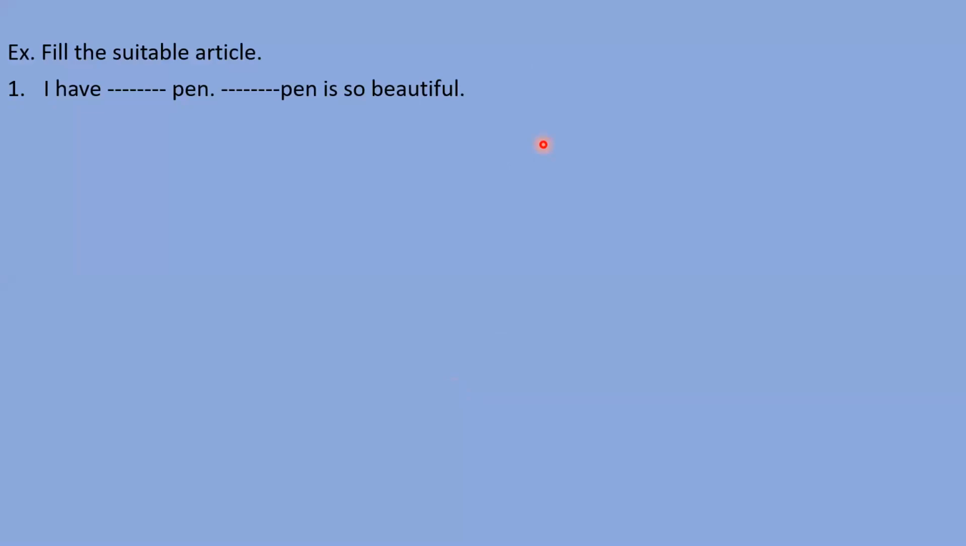Good morning, sir. Good morning. Mihika, please let me know in the first sentence which article will come there. I have a pen. A pen. Okay. In the next sentence, the pen is so beautiful, right? Good. Who is there, Mihika or Megan? Sir, Mihika. Okay, good. Very good, Mihika. You have tried very well, and your answer is absolutely right. Good, Mihika. Okay, now mute yourself.